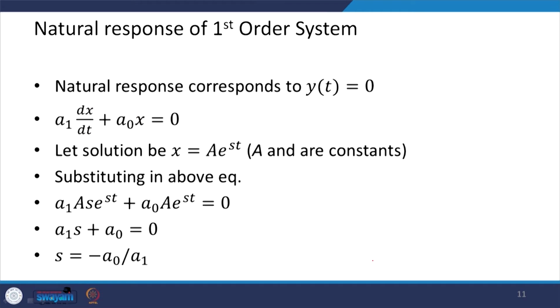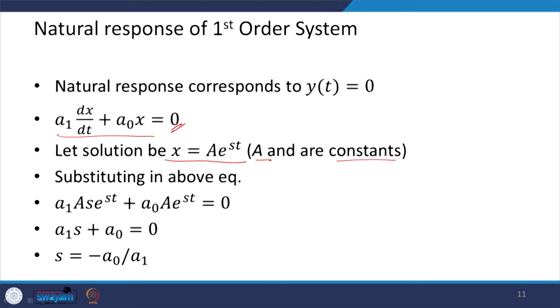Now, if I talk about the natural response of the first order system, naturally I make the forcing function 0 here if I want to have the natural response. And it is a first order differential equation basically. So, its solution could be of the form x is equal to a e to the power s t, where a and s are constants.